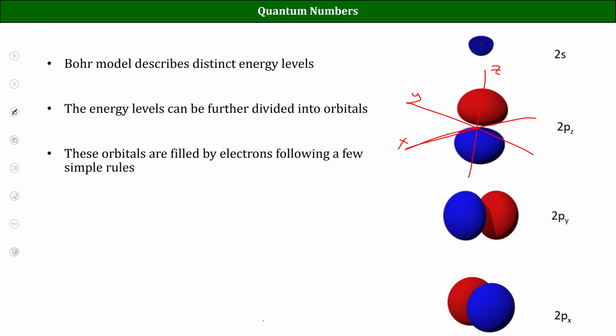This one's called the 2pz because it's aligned to the Z axis. So these ones are going to be the same, just rotated 90 degrees so that this one's along the Y axis and this one's along the X axis. And I think these are actually flipped if we're following the right hand rule, but that doesn't really matter. The point is that they're identical but just oriented differently.